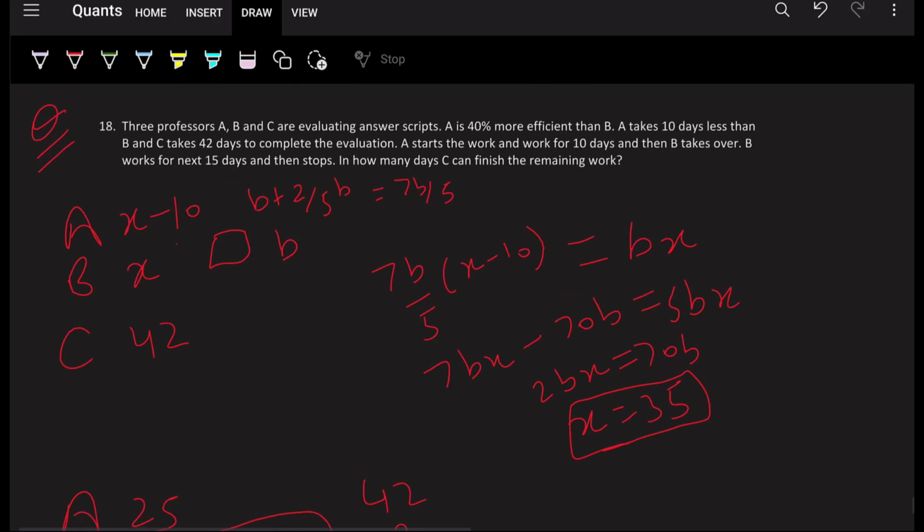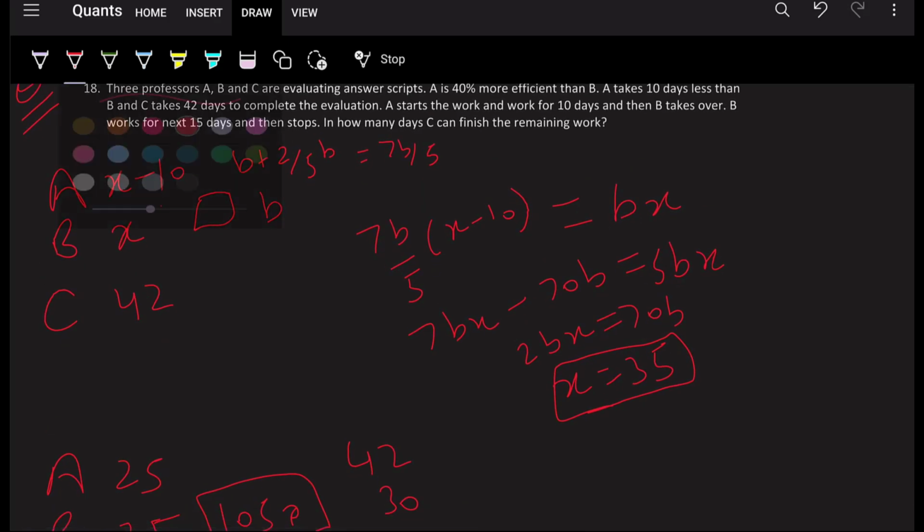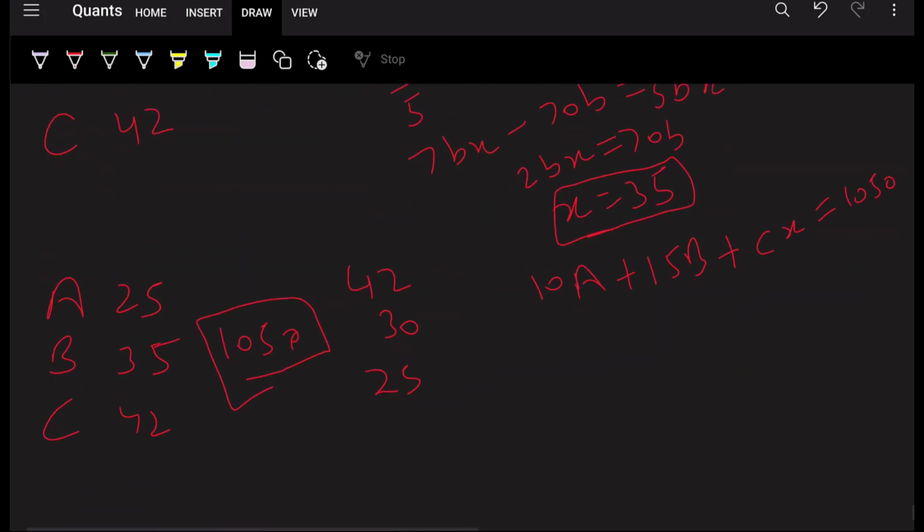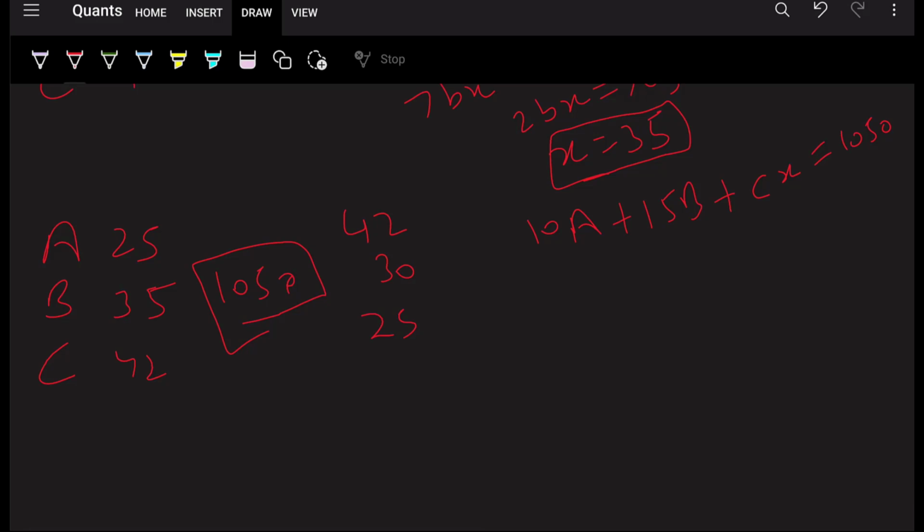Now the question is saying that A starts the work and works for 10 days, that means 10 times 8, plus B works for 15 days, plus C works for X days, is equal to the total work, which is 1050. So I will put the values of A, B, and C: 10 times 42 plus 15 times 30 plus 25x is equal to 1050.